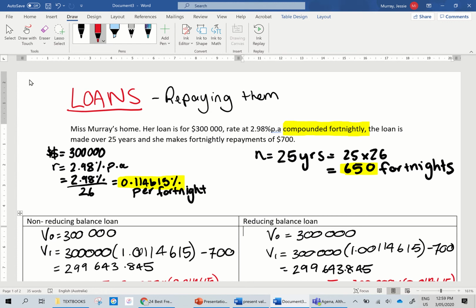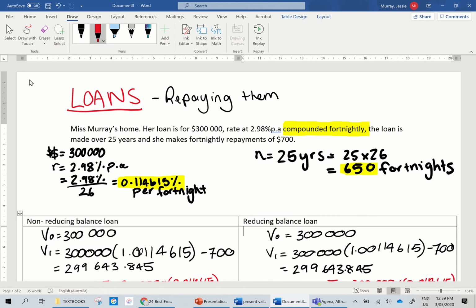So as you know, I'm pretty straightforward with my loan and things with you guys, so you can understand how it all works. But basically, we know that my home loan is for $300,000. My interest rate is 2.98% per annum. It's compounded per fortnight. And the loan, they made it out over 25 years, which is usually about what a home loan is made out over. And I pay fortnightly repayments of $700.